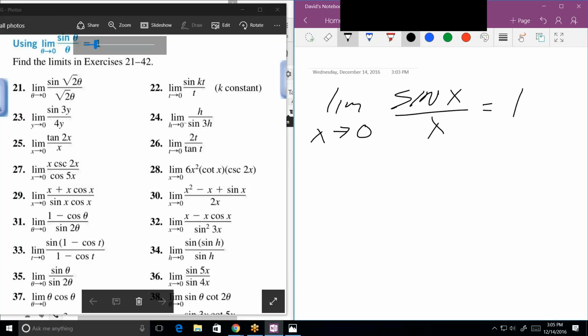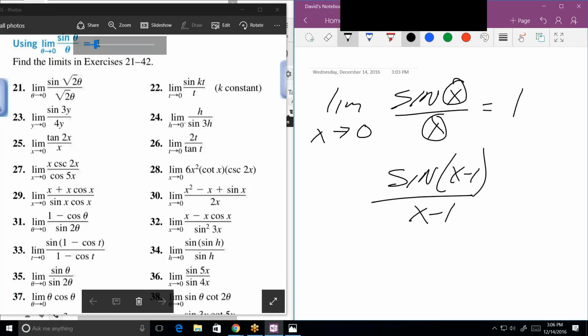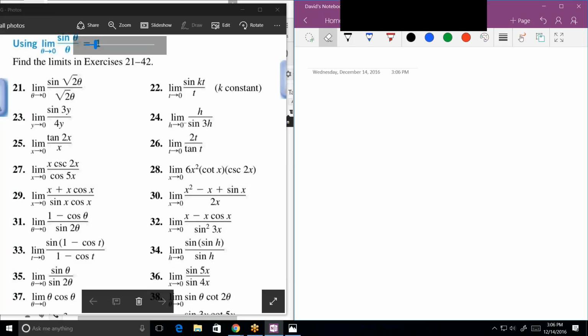Okay? Notice that 21 is the same as this, only instead of x, it's root 2 theta. But as long as that is the same as that, then the limit is 1. It doesn't matter how complicated it is. Just memorize this. Okay? So 21 is 1.